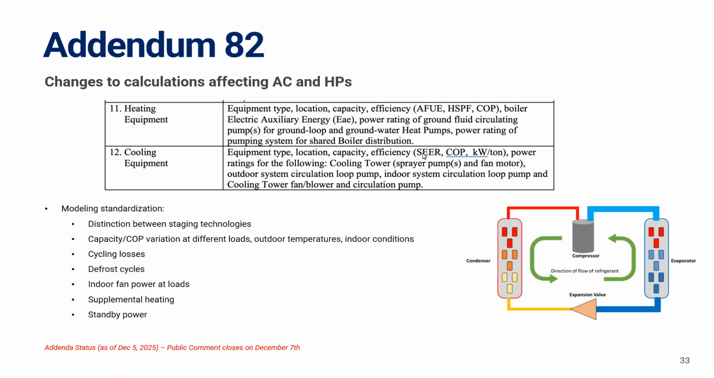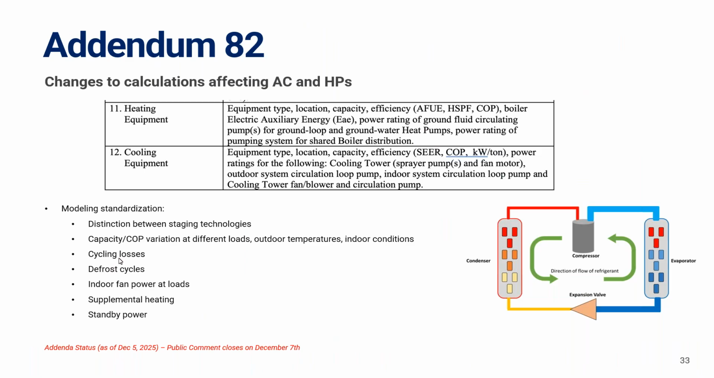And the standard historically has not communicated to software developers how that should be used to characterize the performance throughout the simulation. So this standard really makes an effort to standardize a lot of the assumptions around air conditioning and heat pump water heaters, including the distinction between different staging technologies, a single speed machine versus a variable speed machine, the way capacity and efficiency or COP vary at different loads or outdoor temperatures or indoor conditions.